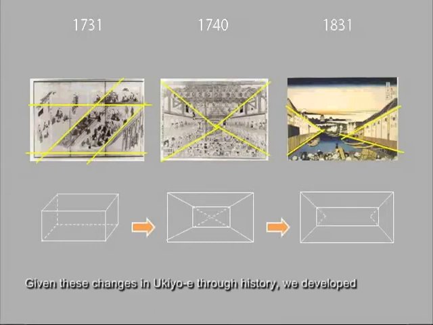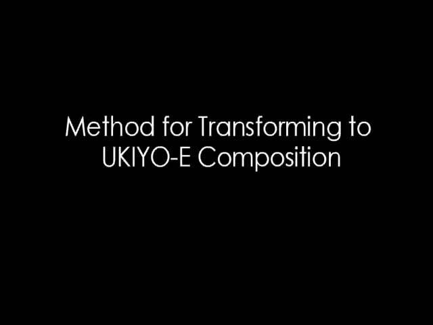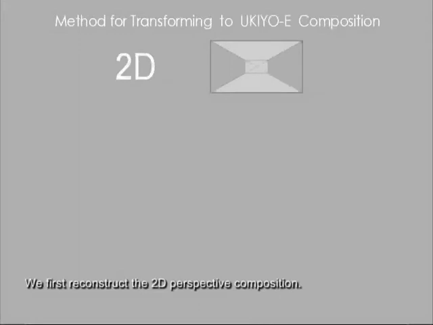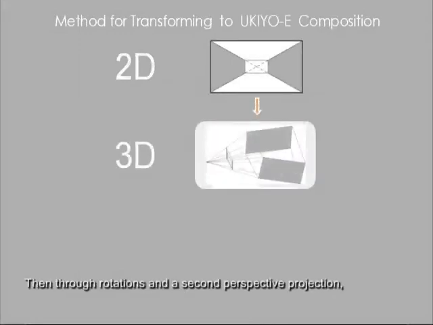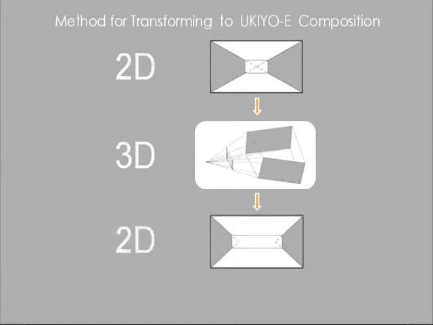Given these changes in ukiyo-e through history, we developed a new approach to recreate the ukiyo-e composition through 3D computer graphics. This method works as follows. We first reconstruct the 2D perspective composition, then through rotations and a second perspective projection, the reconstruction will be completed.